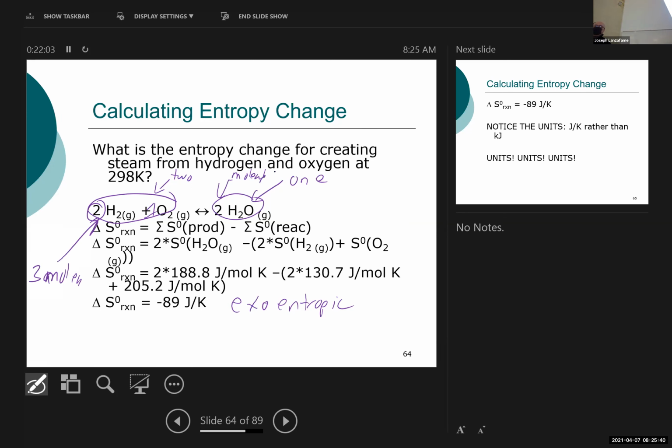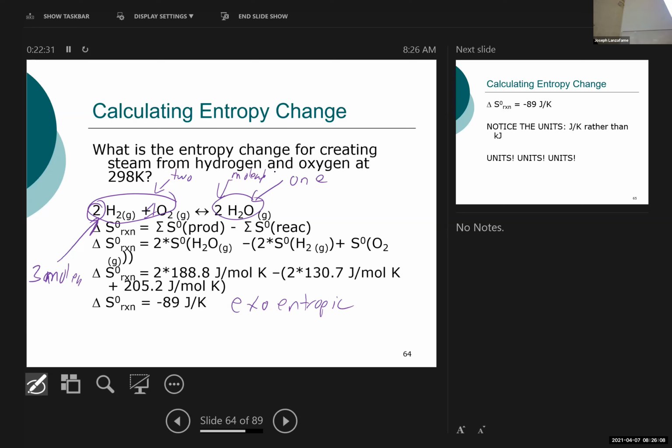All right, so I've not only got fewer flavors of molecules to arrange, I actually have fewer molecules to arrange. And so I could have guessed the sign, and I think one of the OWL homeworks basically asks you to do that. I could have guessed at the sign. The 89 I would have had to calculate. There's no way for me to eyeball the 89.